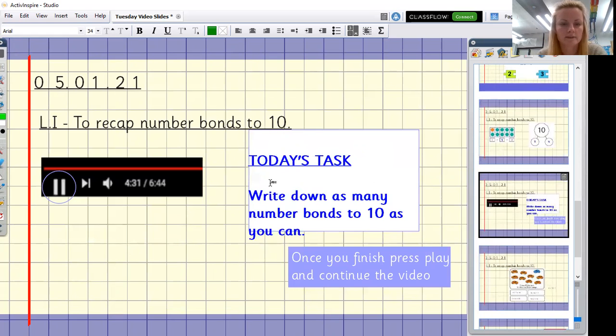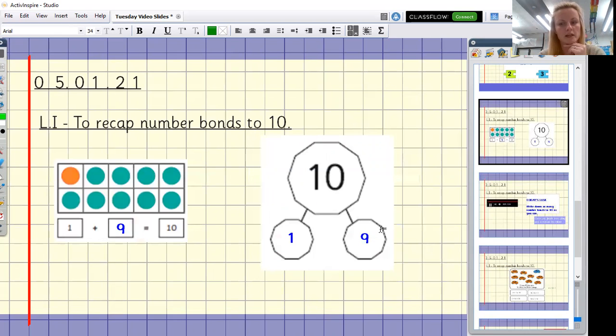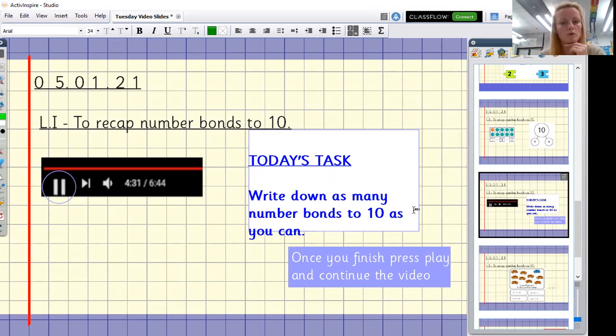Your challenge today, so you can press pause once I've finished telling you what you're doing, is to use either concrete resources or draw a tens frame or draw some part whole models to try and write all of the number bonds to 10. Now you can write them both ways. So for example, you could write like I have here, 1 plus 9 equals 10, but you could also write it.